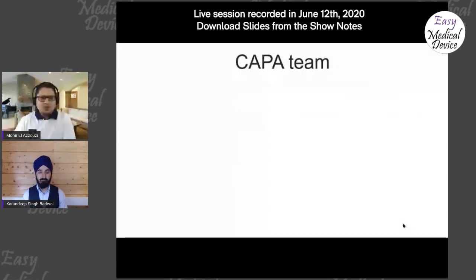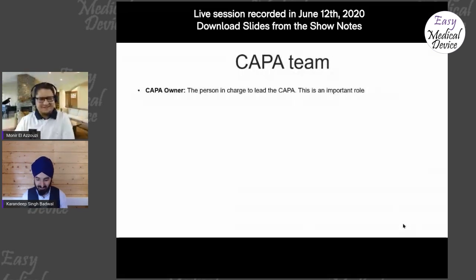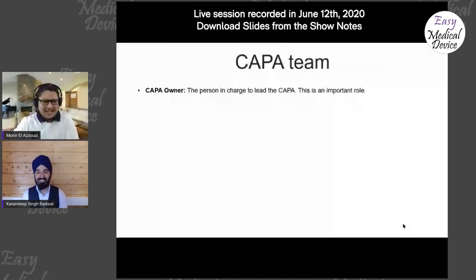The CAPA team. So can you present the CAPA team, Karandeep? Yes. So the first job, which nobody openly volunteers for, is the CAPA owner. Usually somebody like me who works in quality. So that's the person who's in charge, and he's the one who's leading the CAPA. They have the biggest job of getting the team together. So that's the most important role here. That's the person who owns it and has to take full ownership of whether it goes well or whether it goes wrong.